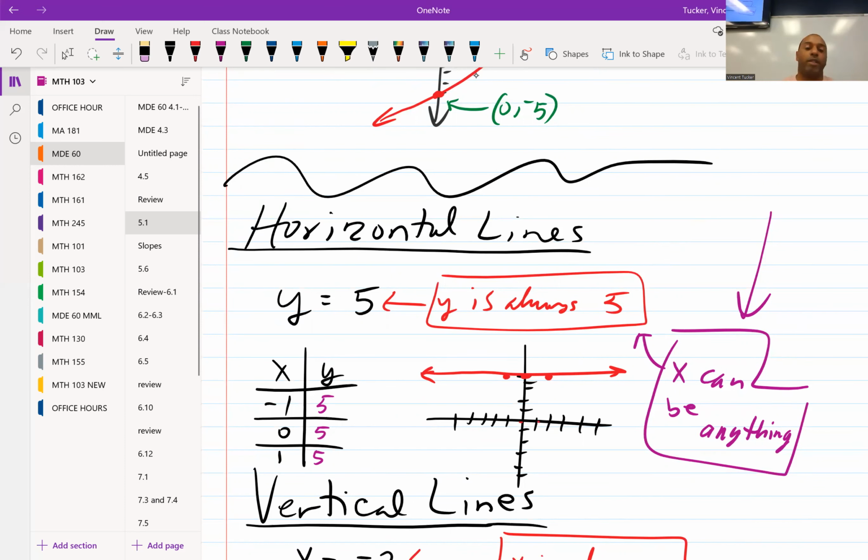Whenever you have these types of situations where there's a horizontal or vertical line, no calculation is involved, just observation. Once again, y equal to 5 means y is always going to be 5, and x can be anything. In my XY chart, I let x be negative 1, 0, 1. It does not matter what I let x be, but y is always 5. Going to the left one, up 5 is this point; 0, 5 is this point; and to the right one, up 5 is this point right here. And you get your horizontal line at 5.